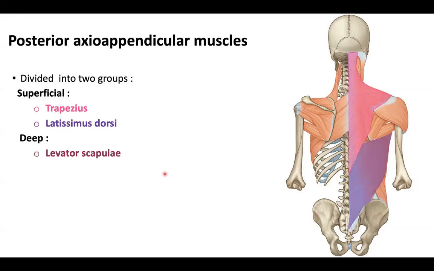Under trapezius, we have two muscles: levator scapulae and the rhomboid muscles. So this is levator scapulae and this is rhomboid. Levator scapulae, rhomboid, trapezius, and latissimus dorsi are the posterior axioappendicular muscles, or the superficial muscles of the back.